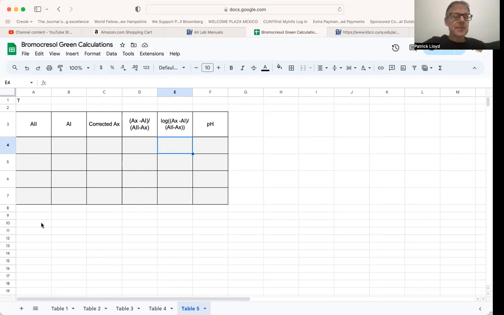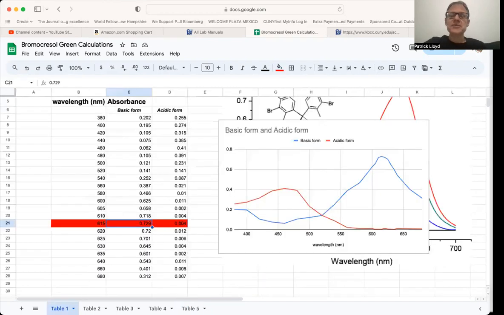We're going to start with A2. A2 goes all the way back to the first table. We found out that lambda max was, for this particular experiment, 615 nanometers. This value, we're going to define A2. Actually, you can see it on the graph here. A2 is the absorbance of the base at its maximum value. So the maximum value was at 615, and that's 0.729. So that would be A2. A1 is the absorbance of the acid form at that same wavelength, 615, and it's 0.004. So those are our A2 and A1, 0.729 and 0.004.